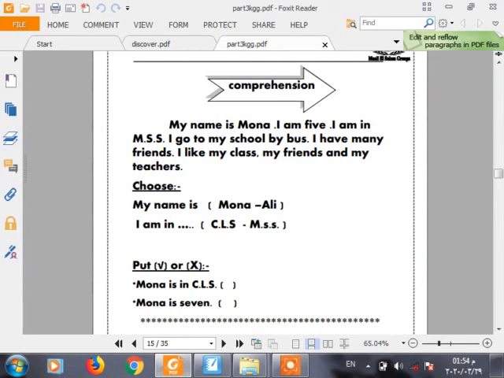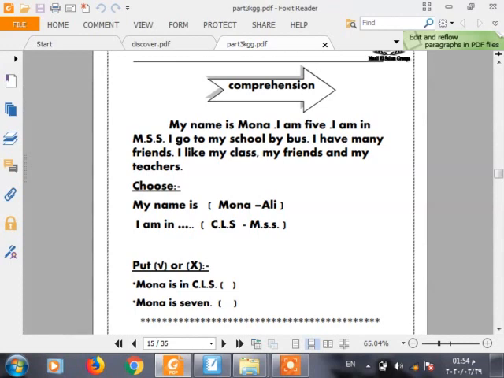What we have here? We have the comprehension. Please pick out your English booklet and go to page 272. And you will find the title, the comprehension. What's meant by comprehension? What you see here? You see sentences beside each other.